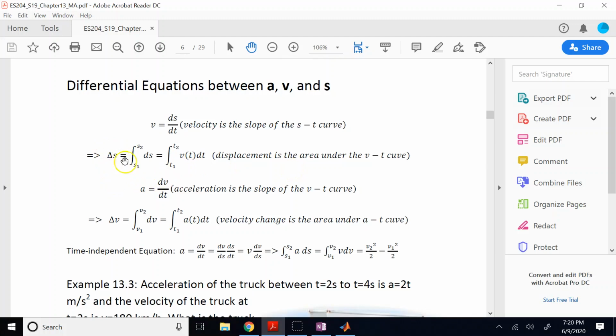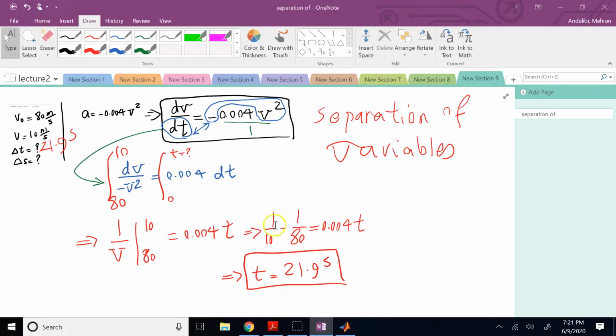Displacement is the integral of velocity versus time, but I need to know v as a function of time, which in this case I don't. V versus time is not given. I only have v at two time points, not between these two. If I knew, I could do it. Now the question is, can I find it? Yes, and I'll show you.